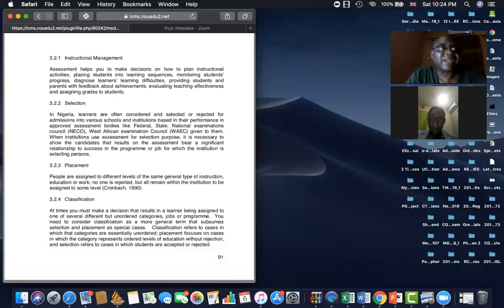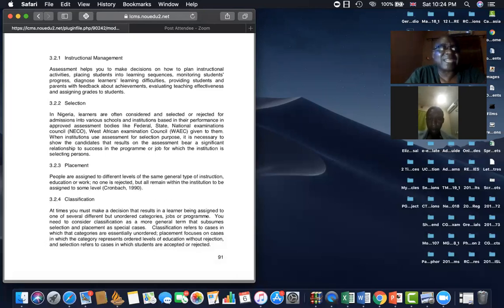Then assessment is also used for selection. For example, people who want to go to a higher institution take exams like NECO, WAEC, SSE, GCE, and so on. All of them are mostly selection exams because the result is going to determine whether they will be taken or not. And then placement.